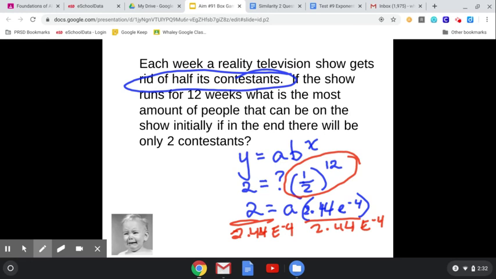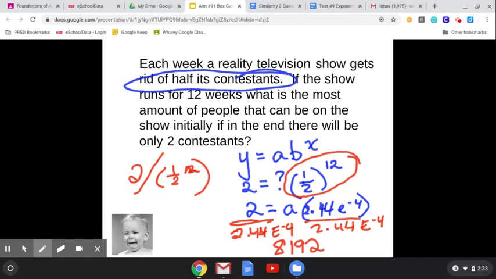If you might be going, well, how do I put that into my calculator? What I would do is I just put 2 divided by 1/2 to the 12th. Put that into your calculator. That'll do the same thing. Doing that here myself, and I get 8,192. That's how many contestants there were at the beginning of the show.